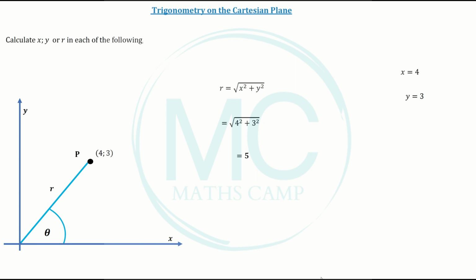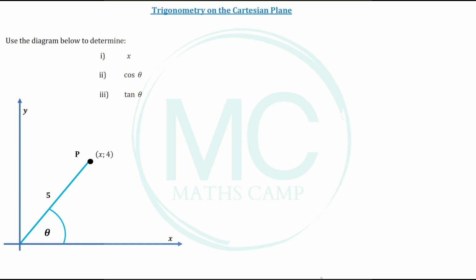Now let's look at an example that considers angles as well. Use the diagram below to determine 1, the value of x, 2, cos theta, and 3, tan theta. Let's start with part 1. In our diagram, we can see that the length of the terminal arm is 5 units. This is our r value. We can say r is equal to 5. The y-coordinate of point P is 4. So we can say y is equal to 4.